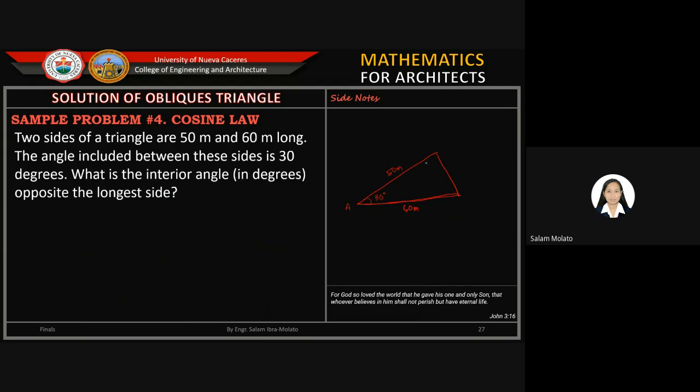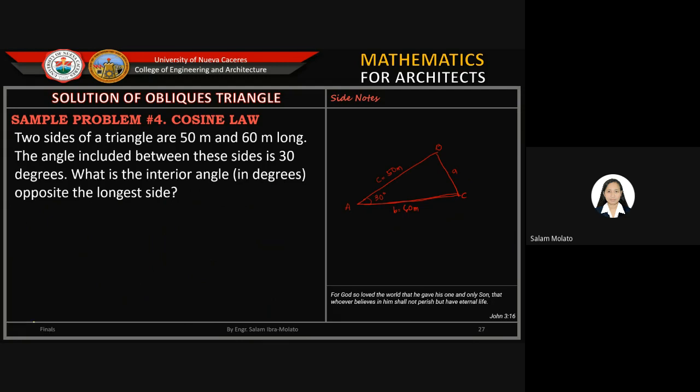So if this is A, this is B, this is C. So therefore, I can name this as C. I can name this as B. And I can name this as A. Okay, to confirm if our drawing is correct, let's solve for A muna. Since this is case 3, we can use cosine law. Okay? For solving A.